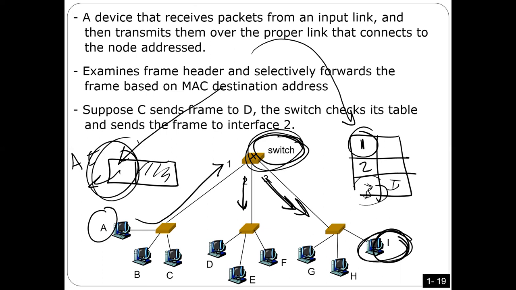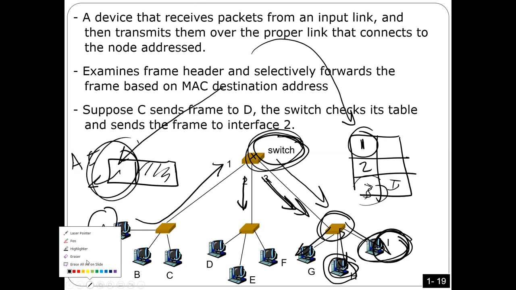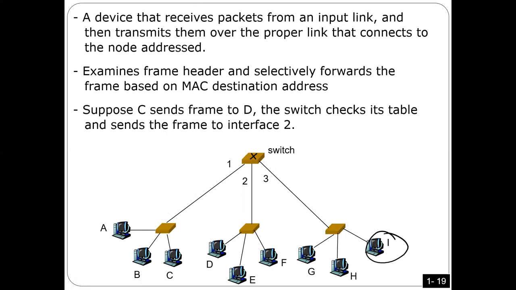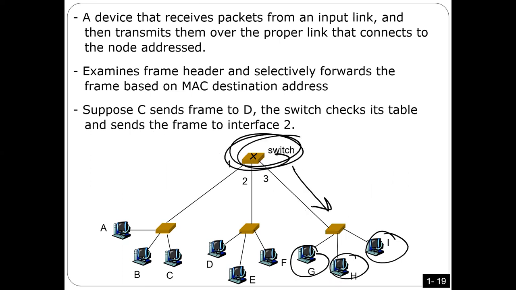Say that A wants to communicate with H. It'll also use both. Yes. So it has to go this way, and then we have another switch here. It's going to decide if it has to go this way or that way. You got what I'm saying? Because we have two levels of switches. So any packet to be transmitted to I, H, G from this switch has to go this way. And then this switch can decide if it goes this way or this way or that way.